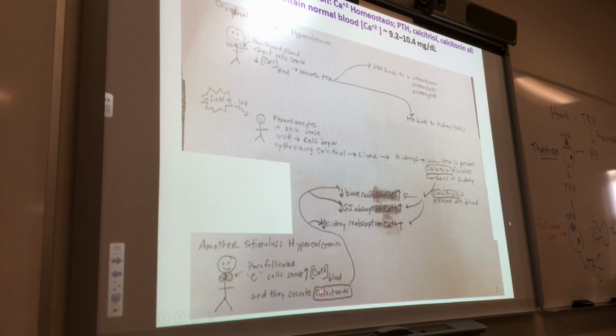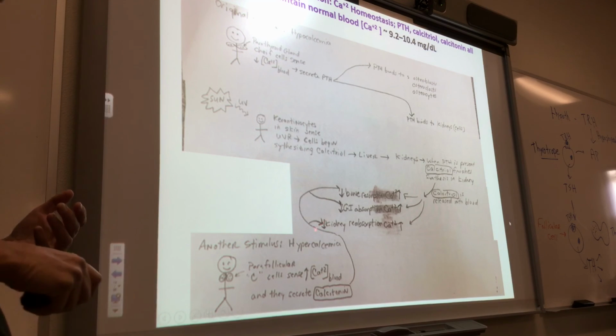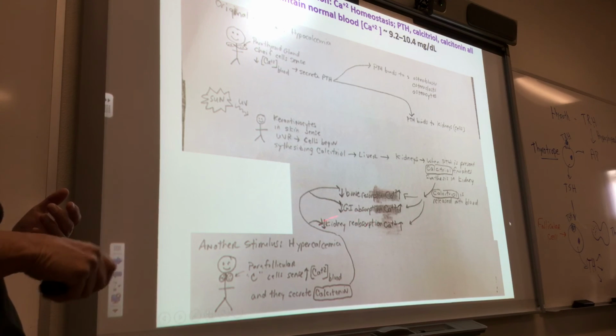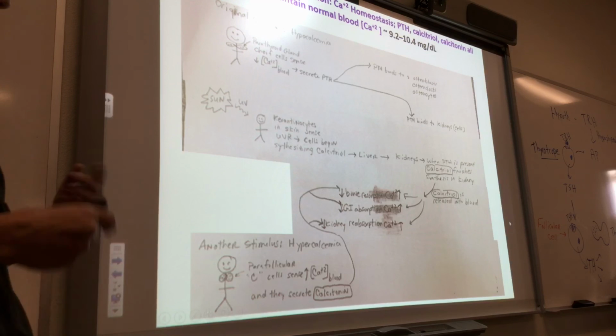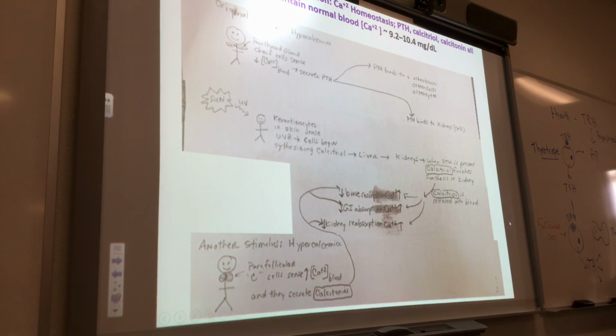When calcium is high, what do you want to do to blood calcium? If blood calcium is too high, you want to bring it back down. So under the influence of calcitonin, you want to decrease bone resorption. That means hold on to calcium in the bone. You want to decrease GI absorption of calcium. So if I ate something with a lot of calcium in it, go ahead and let a lot of that calcium go through. And then also you want to decrease kidney reabsorption of calcium so you can urinate calcium out in the urine.